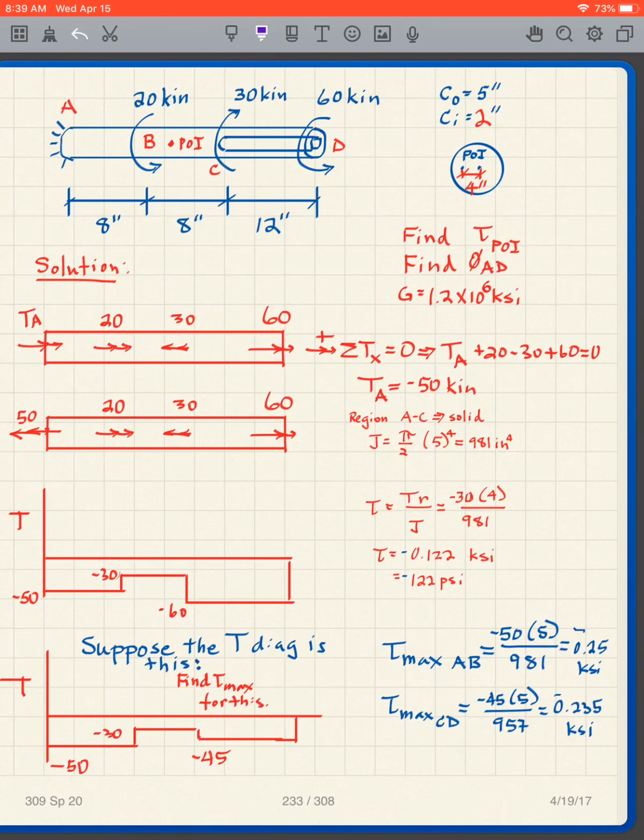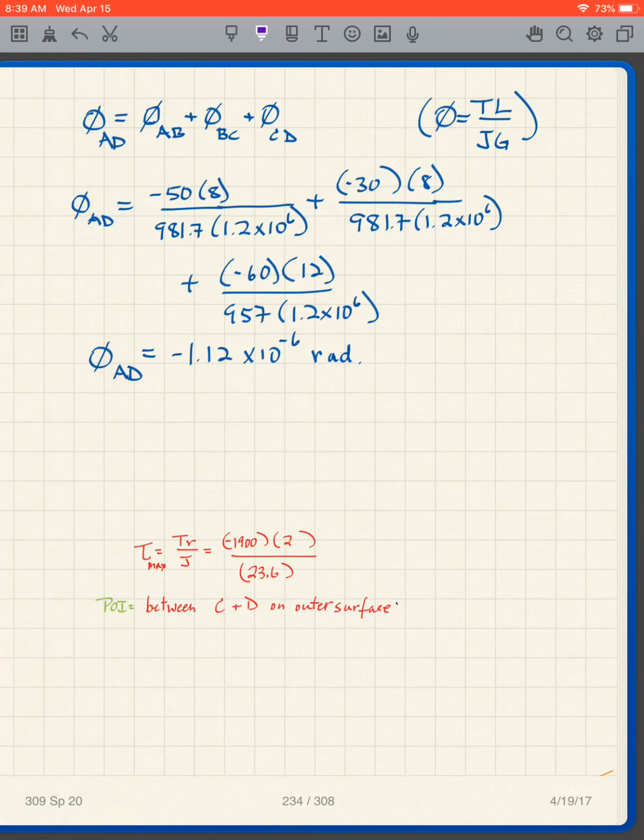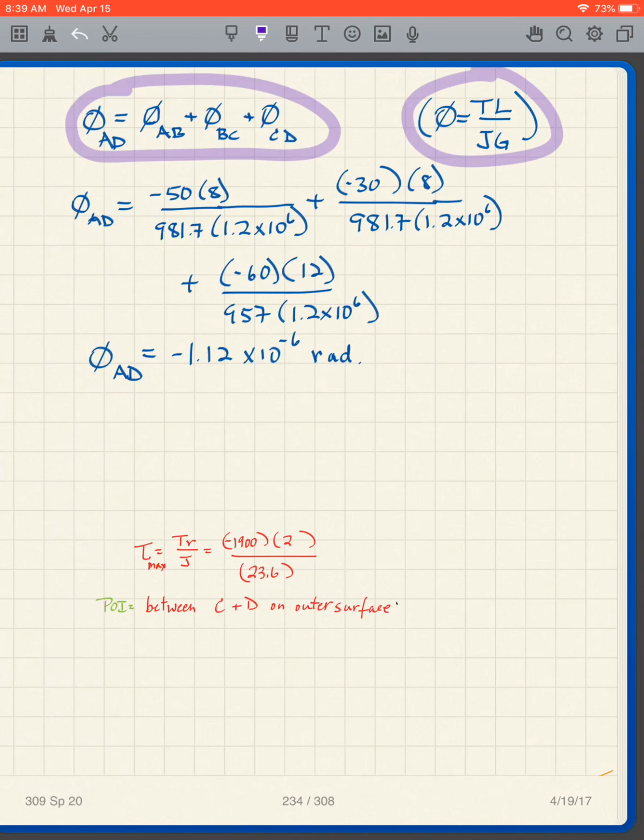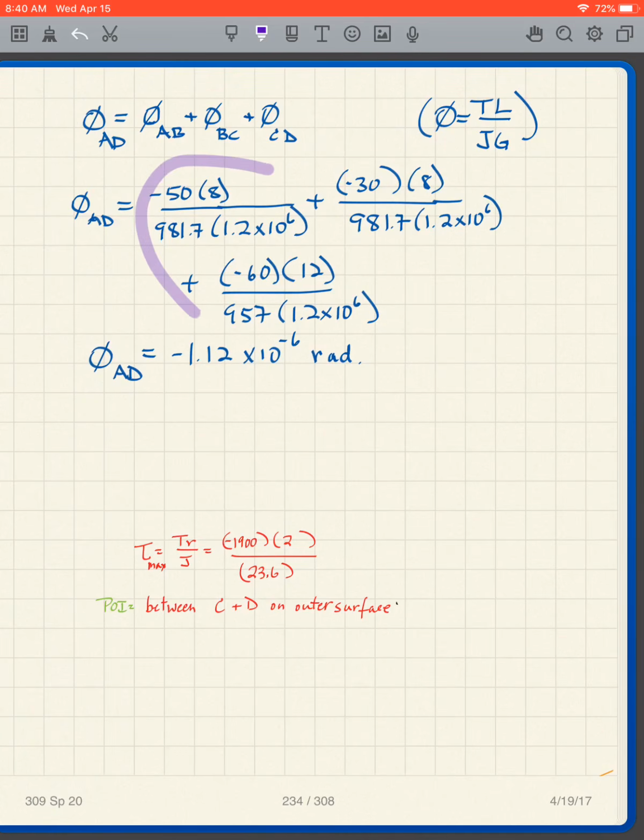It's similar to what we did with beams, that you have to be a little bit careful in finding the stresses, finding the maximum stress sometimes. The last part of this problem, we have phi AD is equal to phi AB plus phi BC plus phi CD. We're going to apply phi is equal to TL over JG, and it's just a plug-in. So I'm not going to go through this. I plug in all the values using the torque diagram, and I get this result. Hopefully you got it when you did the problem.